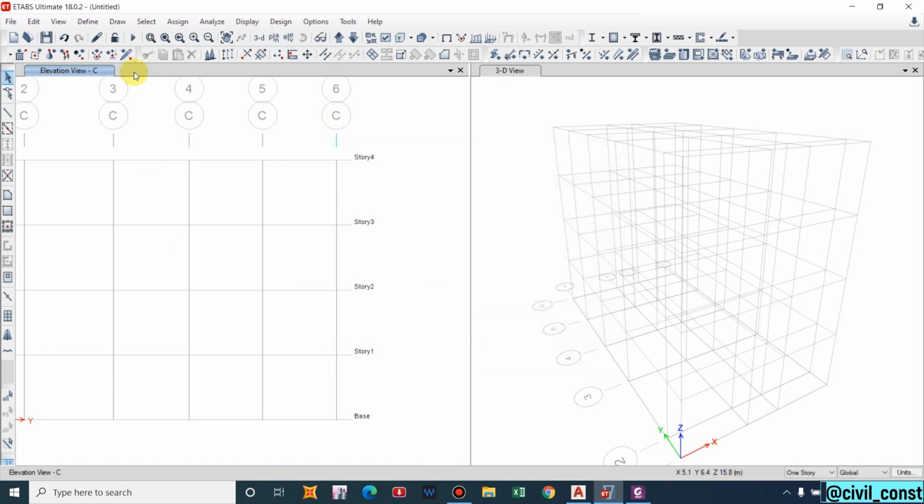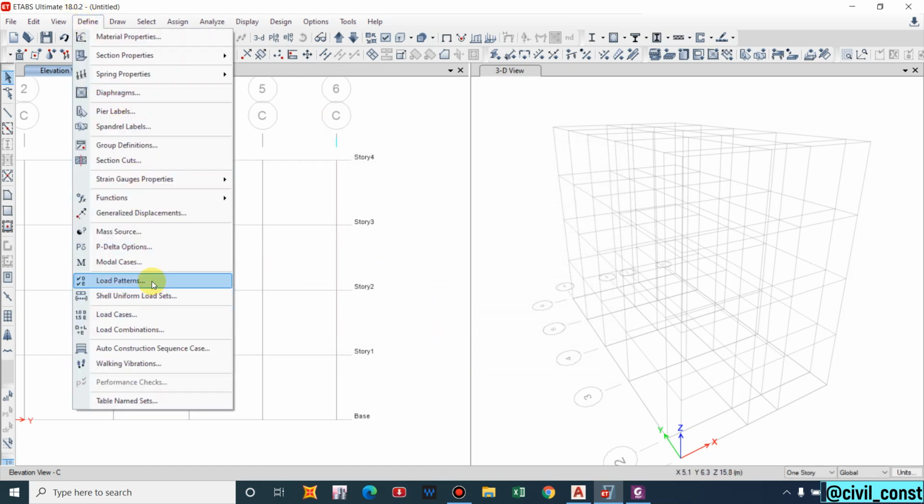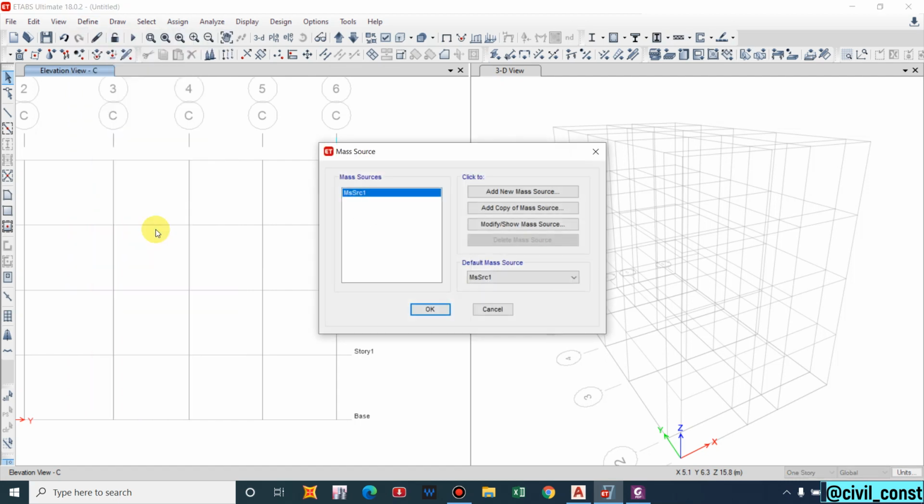So we are done with the load patterns defining, load cases defining, and the load combination. Now let us come to mass source. We have to define mass source. What is mass source then? We have defined load patterns, we have defined load cases, we have defined load combination. What is mass source then? So in simple terms, mass source considers all the masses that involve or that induce the seismic loading or seismic load of the building.